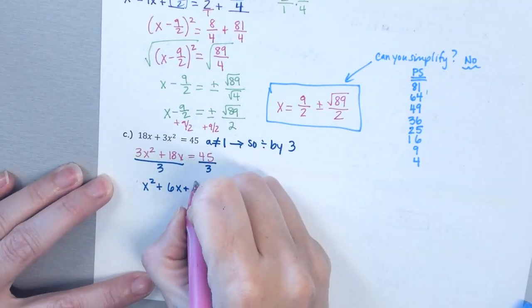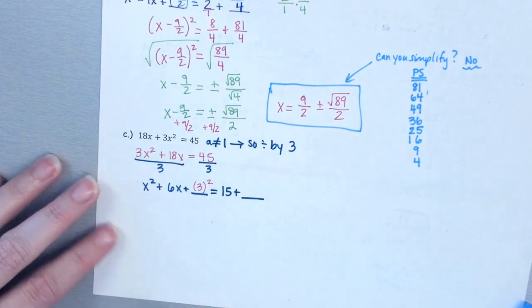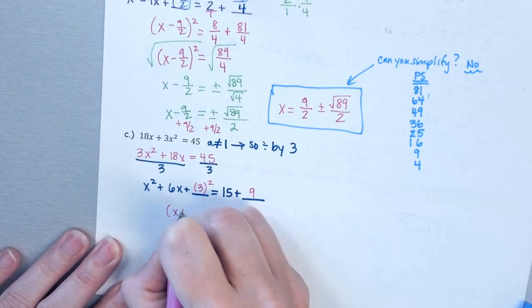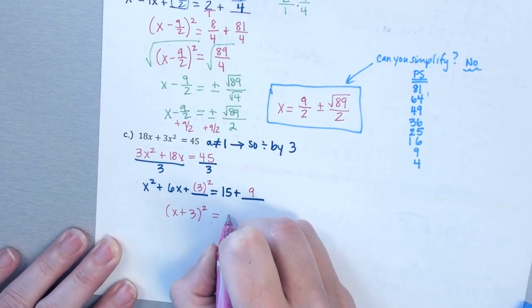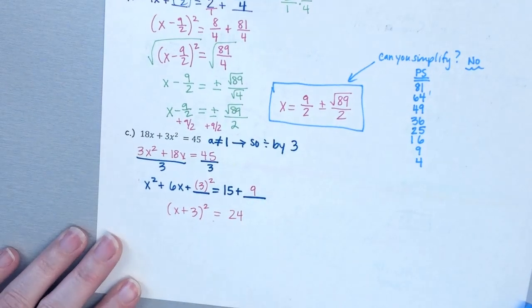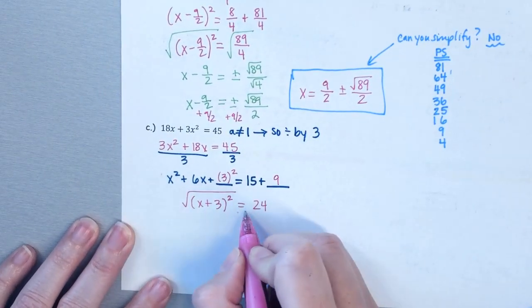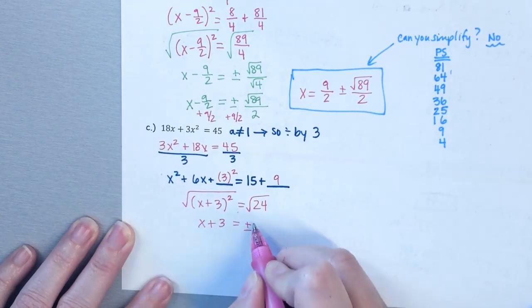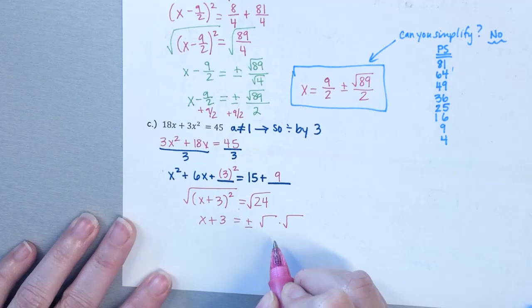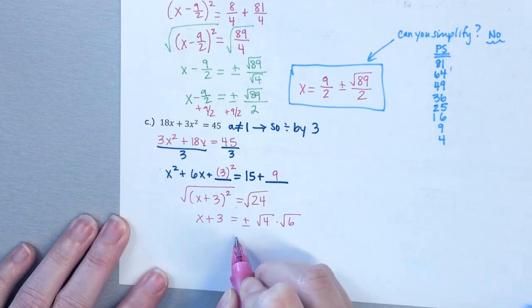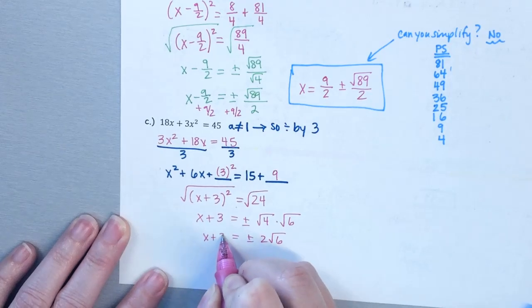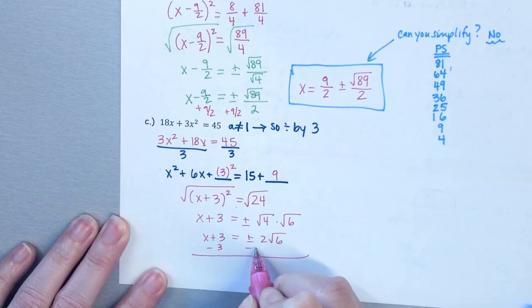Okay, so half of 6 is 3. 3 squared is 9. You have x plus 3 squared equals 24. You take the square root, plus or minus. What's the perfect square in 24? Yep. So this would be 2 root 6. Your last step is to subtract 3.